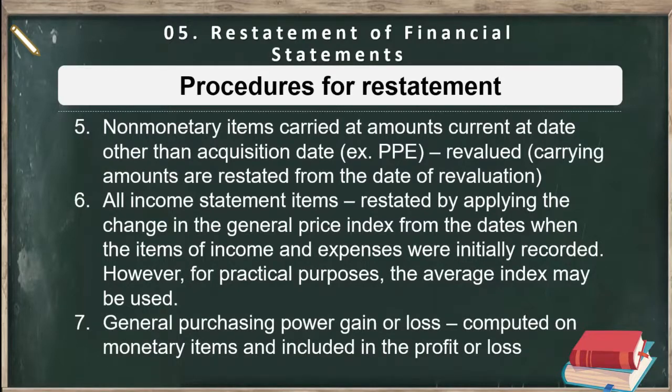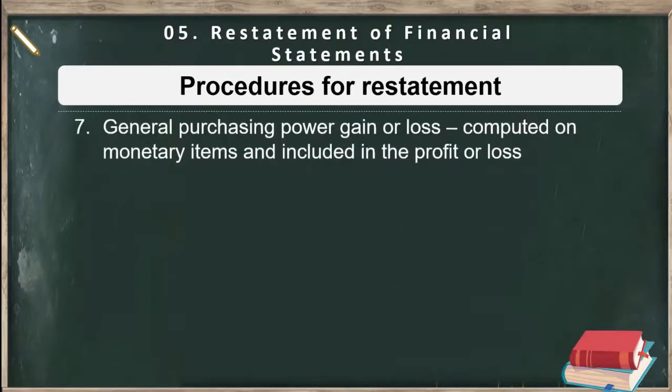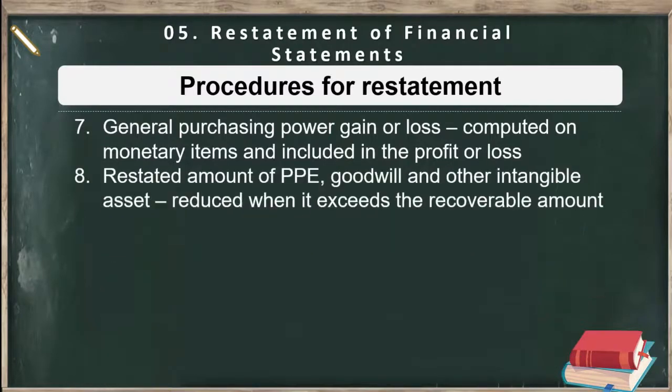The general purchasing power gain or loss would be computed on monetary items and included in the profit or loss. Right, we already computed that in the previous slide, to determine the purchasing power gain or loss.